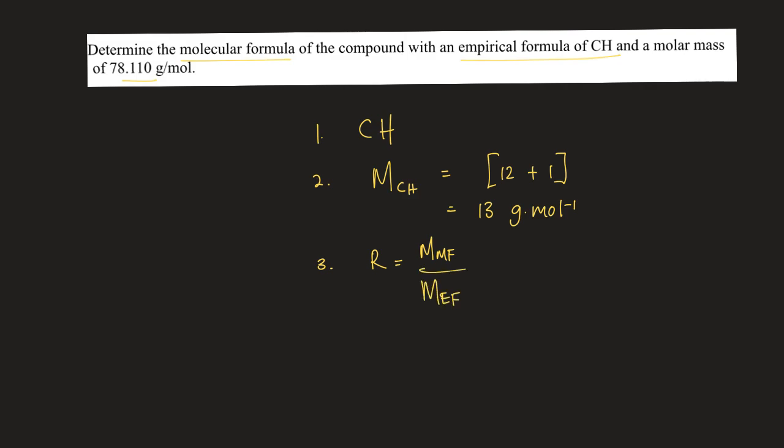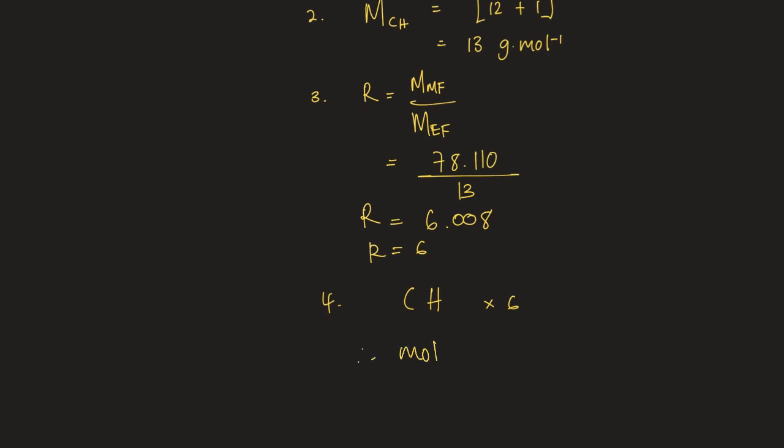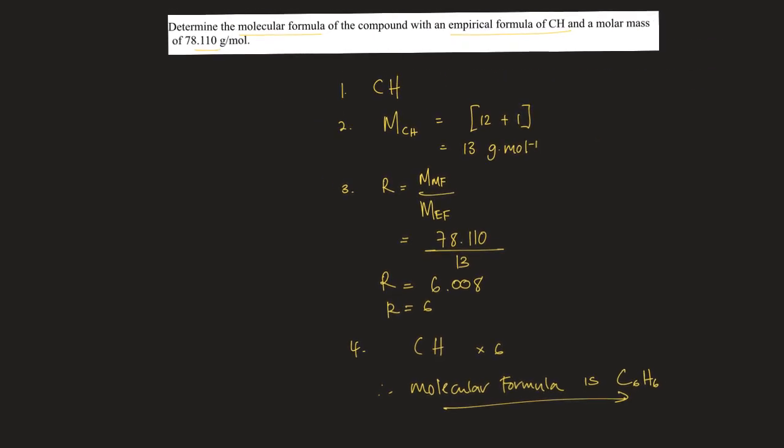EF. Alright, so the molar mass here is 78.110 divided by 13. So the ratio is 6.008, so I'm just going to make the ratio equal to 6. And therefore, number 4, I'm going to multiply CH by 6. And therefore, my molecular formula is C6H6. There's your answer. So that was nice and basic.